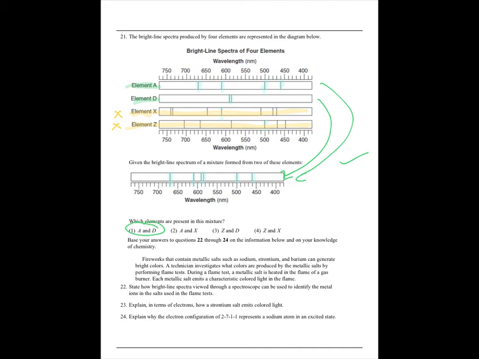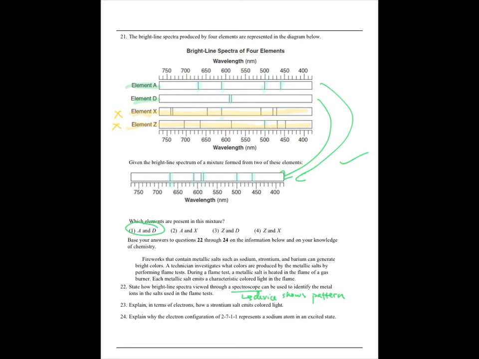Alright, this prompt is for 22 to 24. State how bright line spectra viewed through a spectroscope can be used to identify the metal ions in the salts used in the flame test. So this spectroscope is a device that shows the pattern. So it's basically, it shows these patterns up above right here.